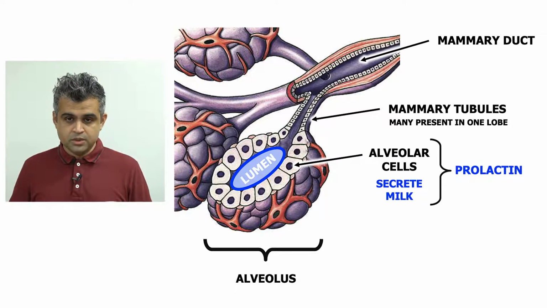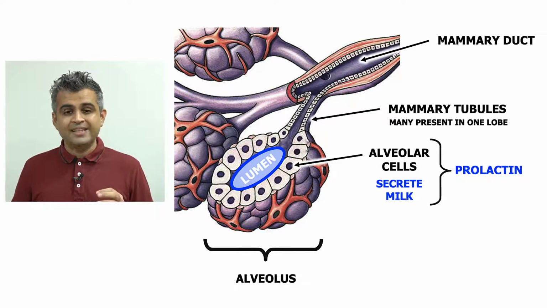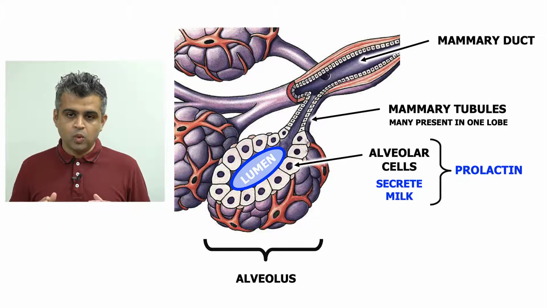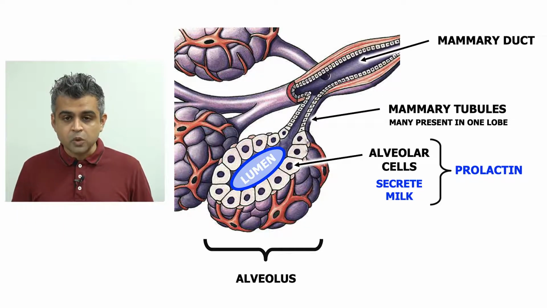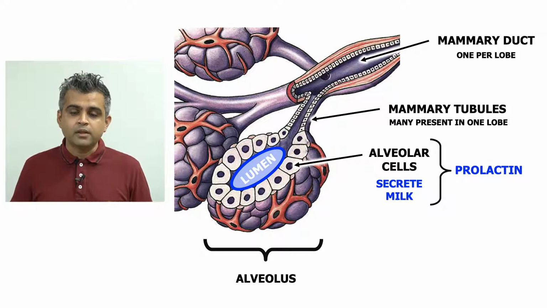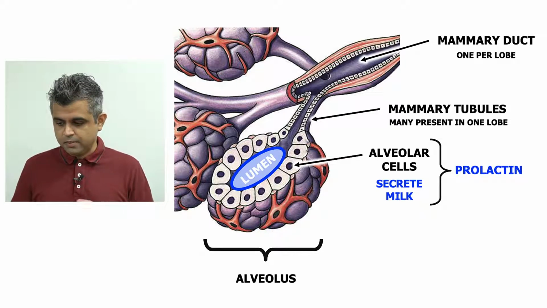So now, dear students, it should be clear to you that all the alveoli of a lobe are going to open into their respective mammary tubules, and all these mammary tubules will connect together to form a mammary duct. So there will only be one mammary duct per mammary lobe. Only one mammary duct per mammary lobe. So there is one per lobe.